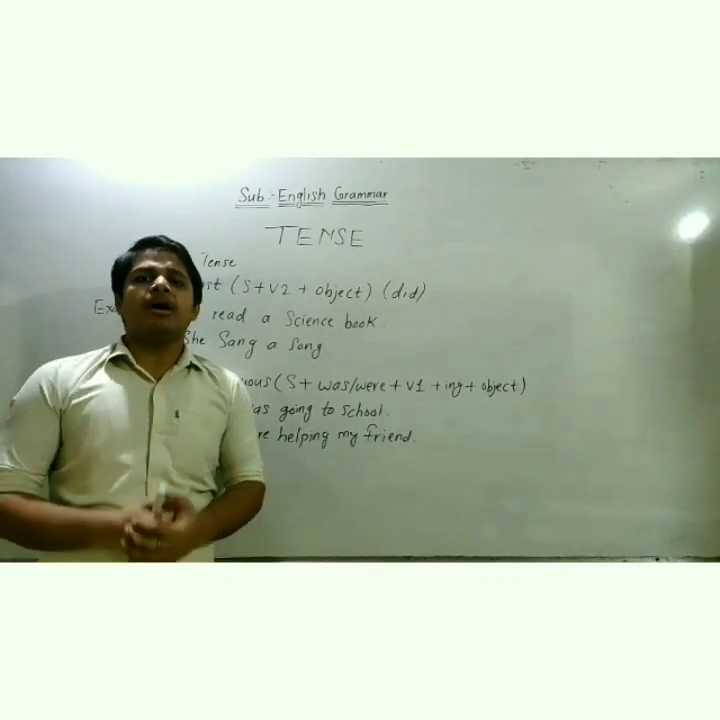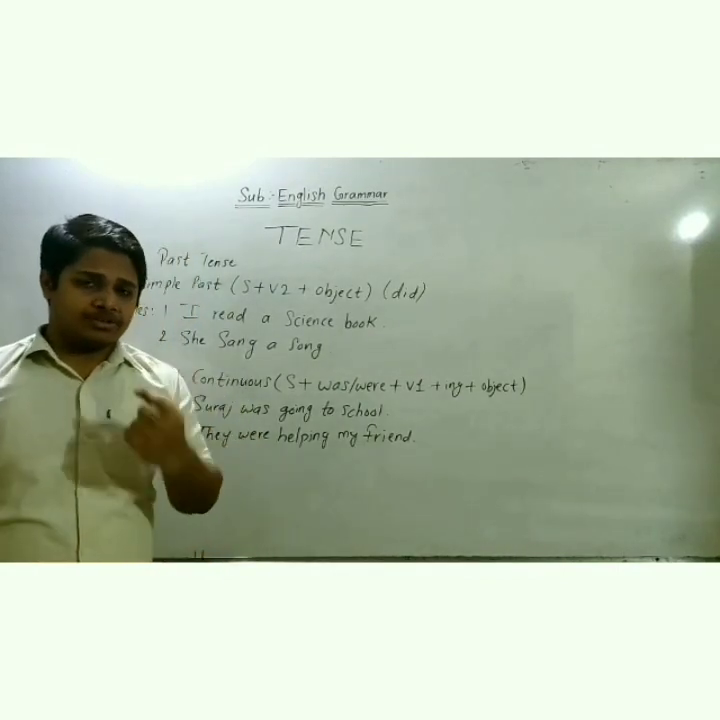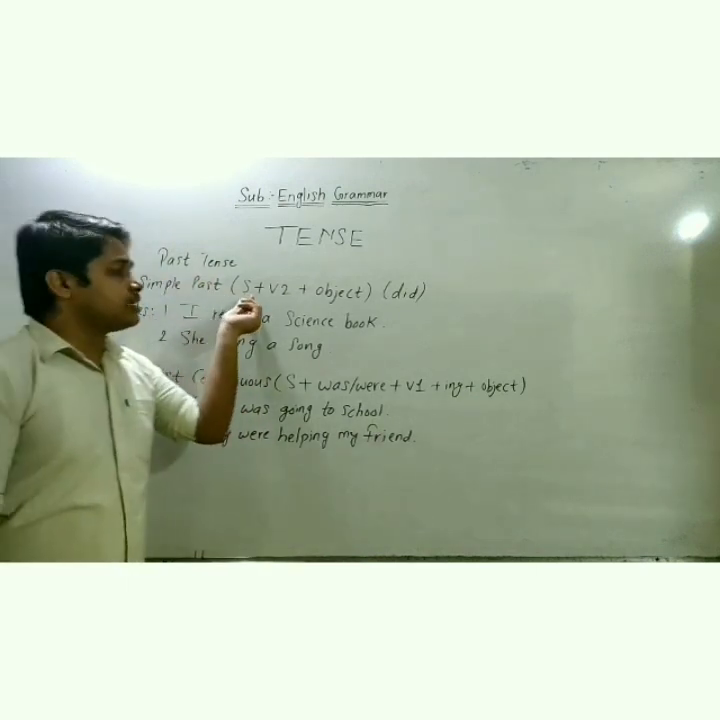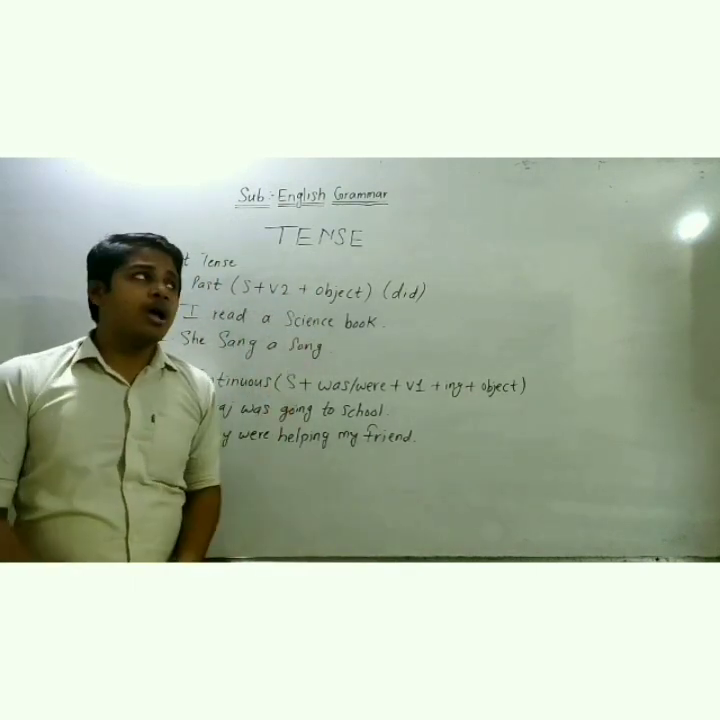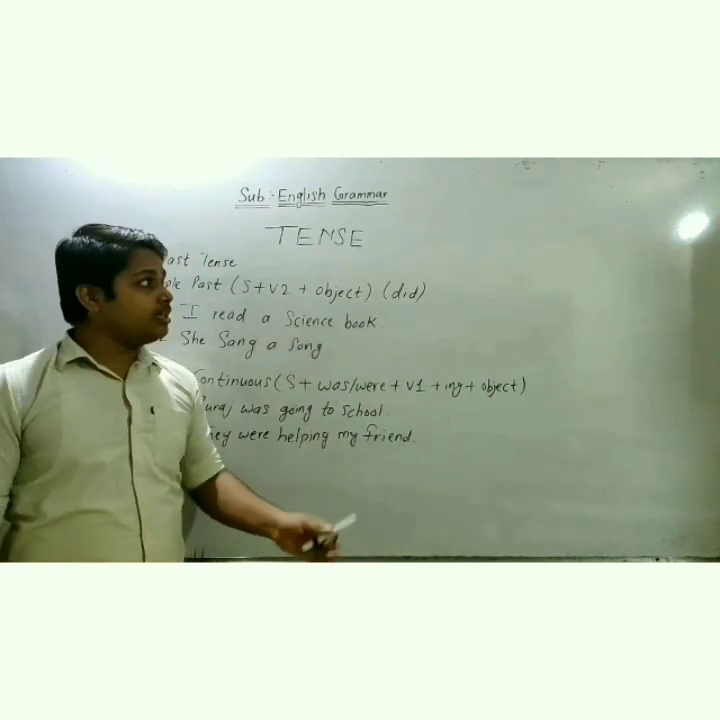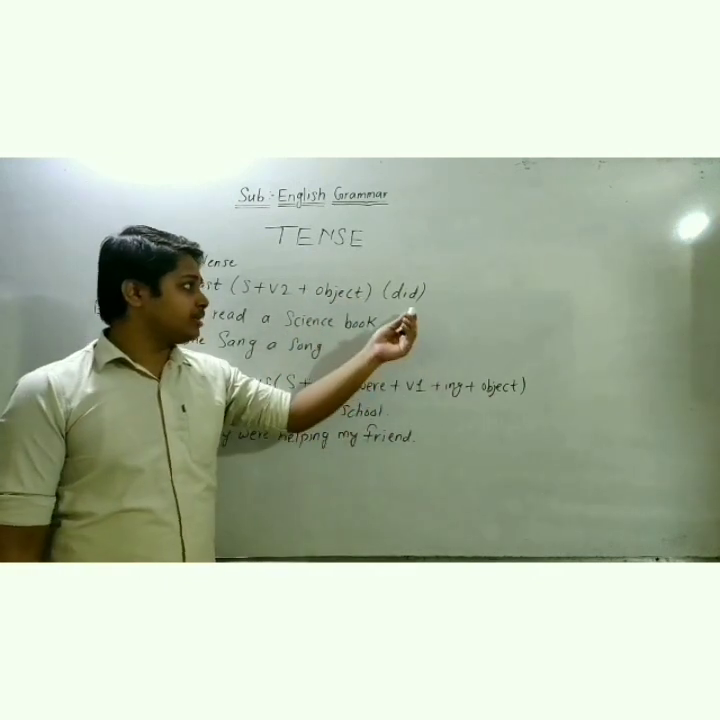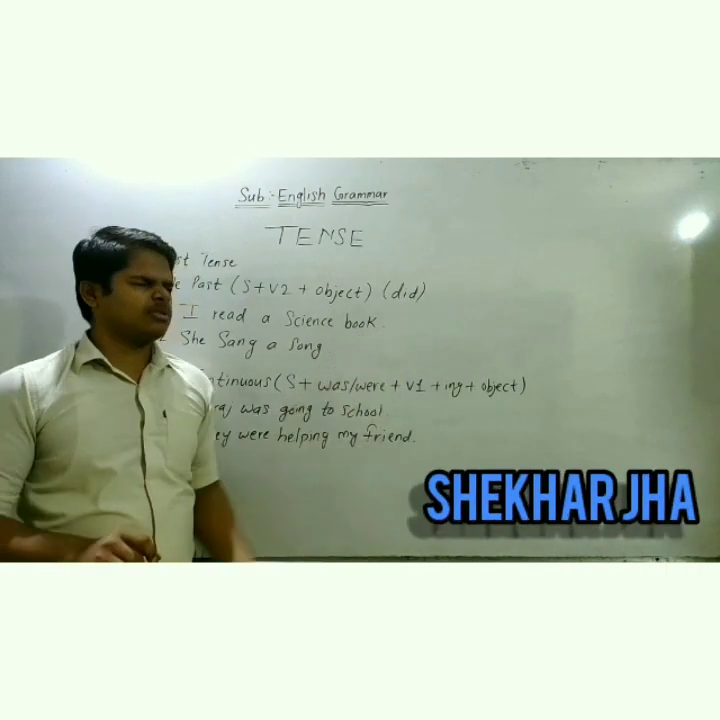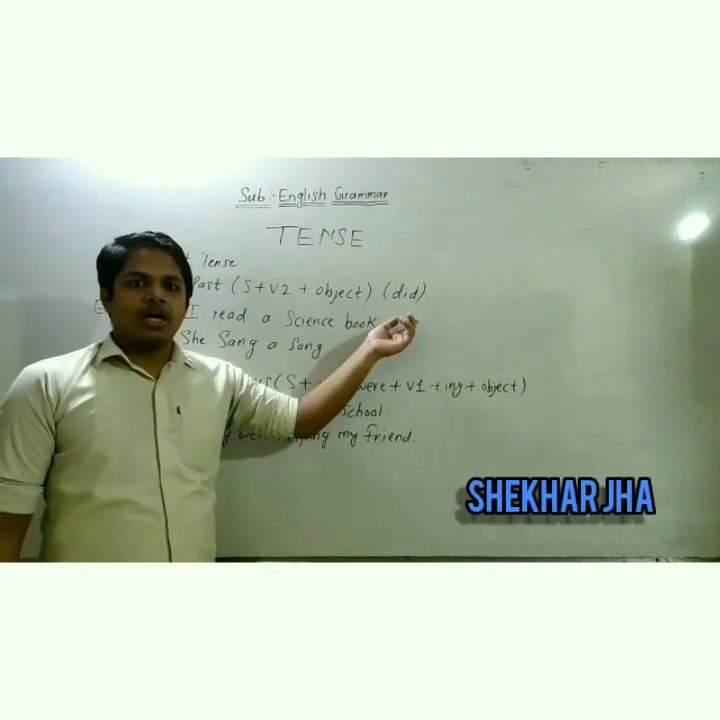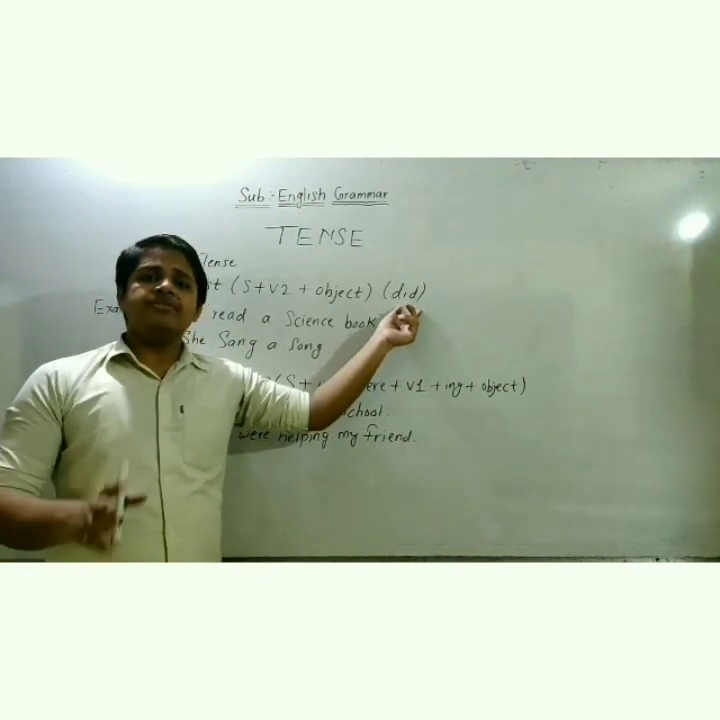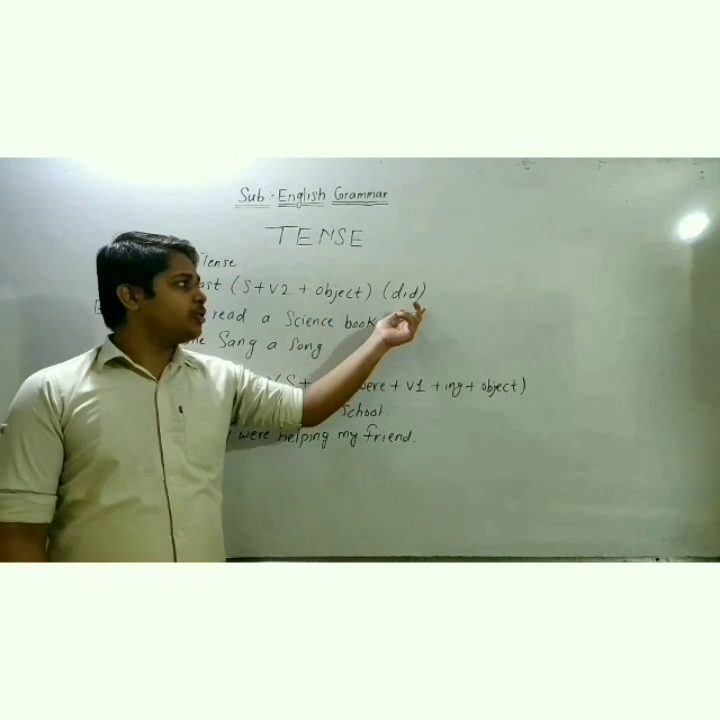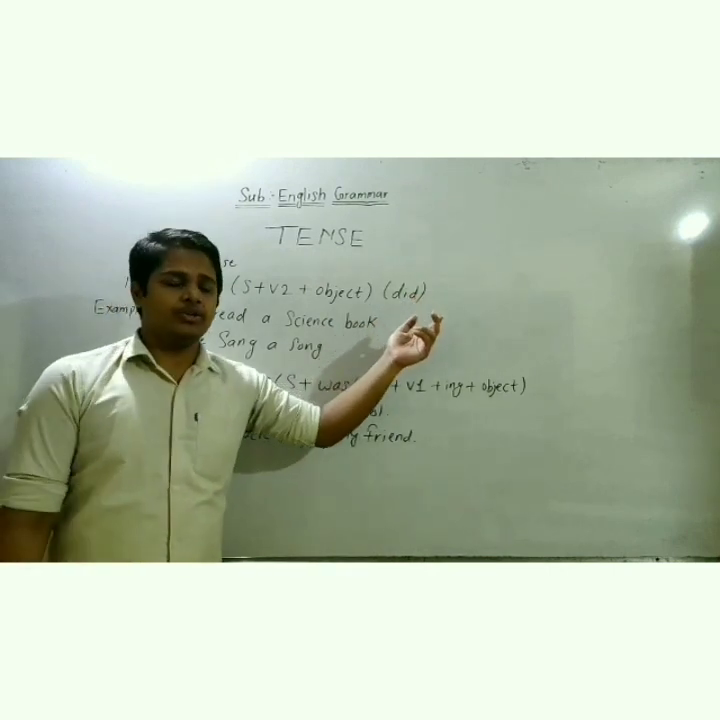Now the second part, that is past tense, with its subtypes. The first subtype is simple past tense. The formula is subject plus verb's second form plus object, and the special helping verb is nothing but did. But did is only used if the sentence is negative or interrogative. At that time we use did. Otherwise we can't use did.